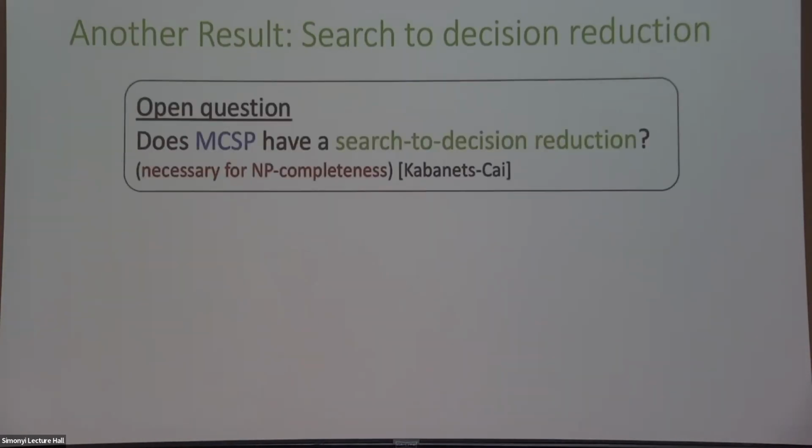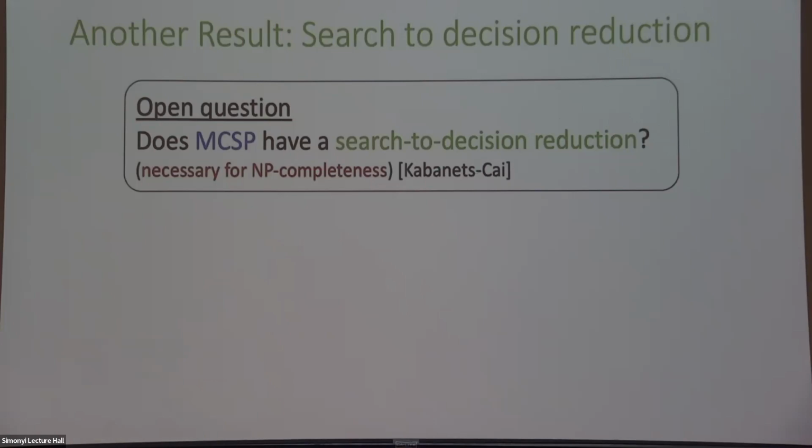And so another result here that we are able to prove is a search decision reduction. It might not be clear why this is interesting, so let me mention why. It's been an open question for about 20 years as to whether the minimum circuit size problem has a search decision reduction. And so what's a search decision reduction?